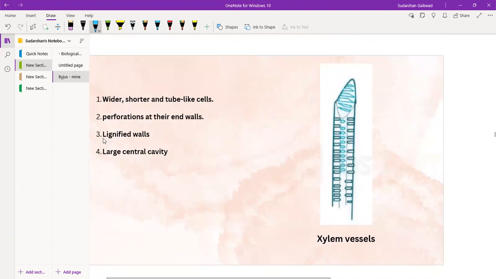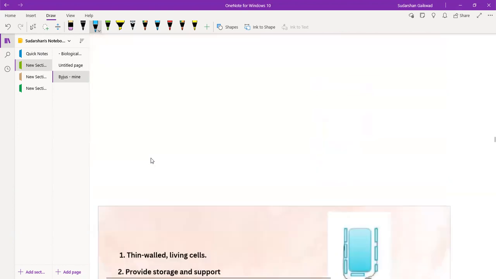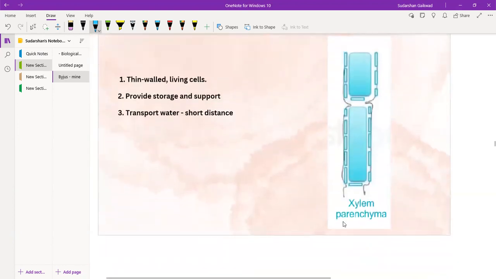And the next thing is xylem vessel. They also have lignified walls as tracheids have. They have perforated walls at the ends and they are tube-like, and you can see they are wider. And the next element is xylem parenchyma. This is the only component in the xylem that is living, and it provides support.